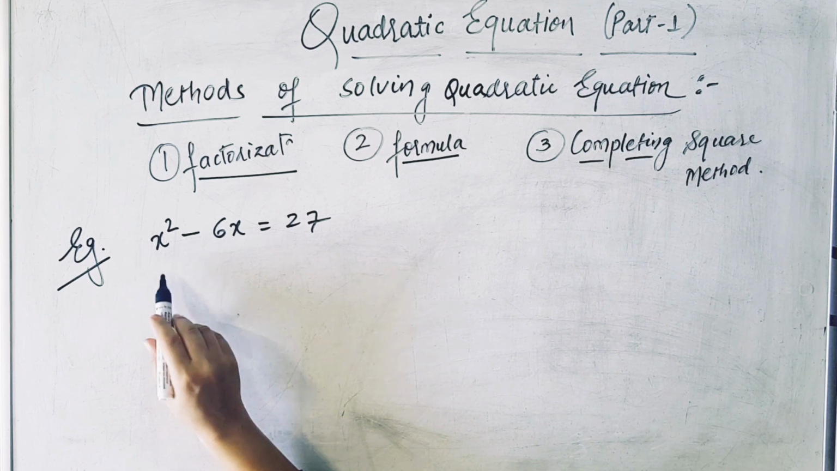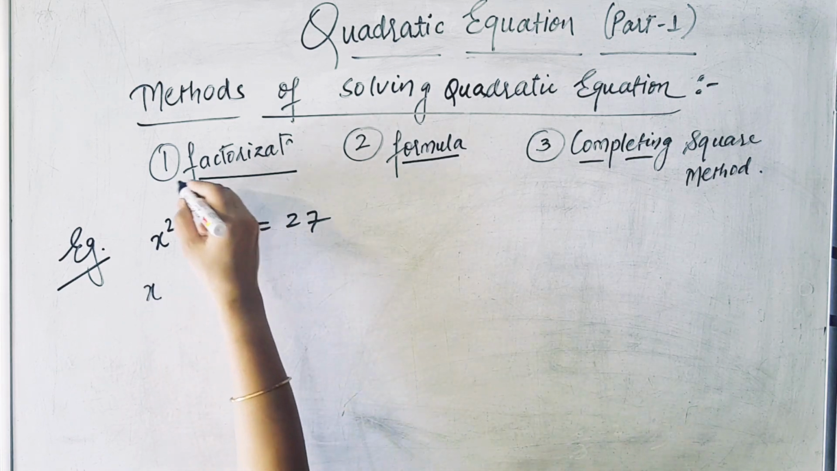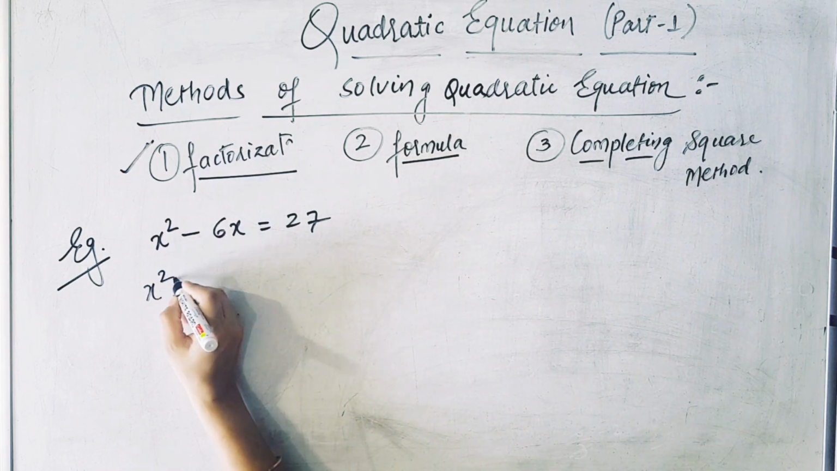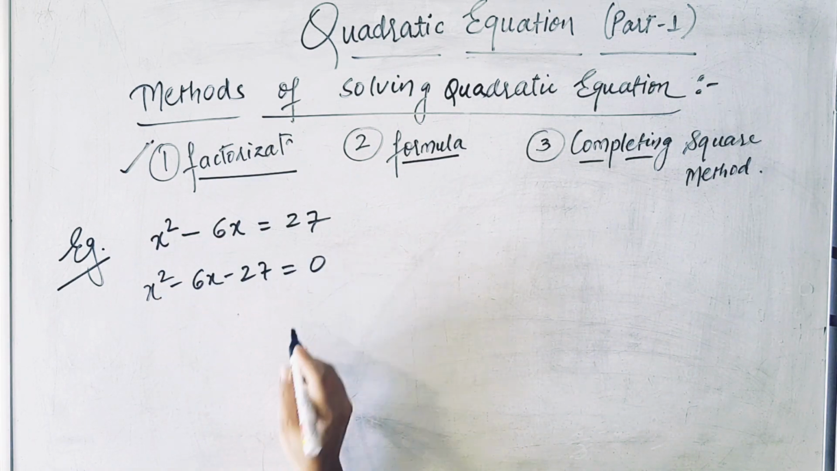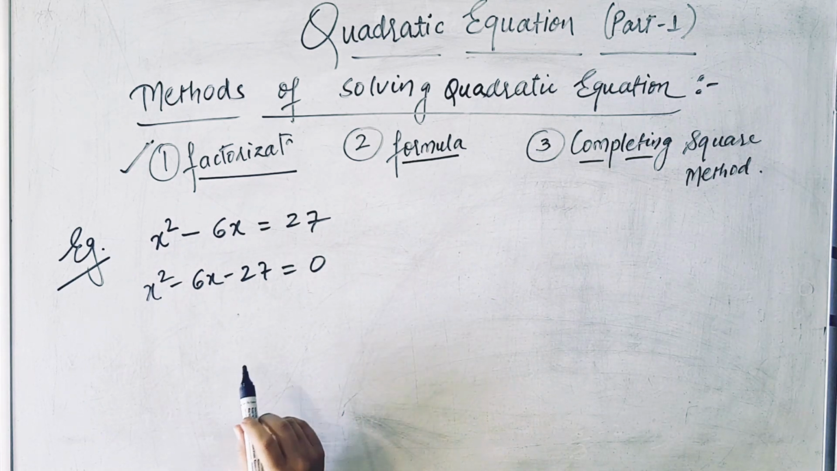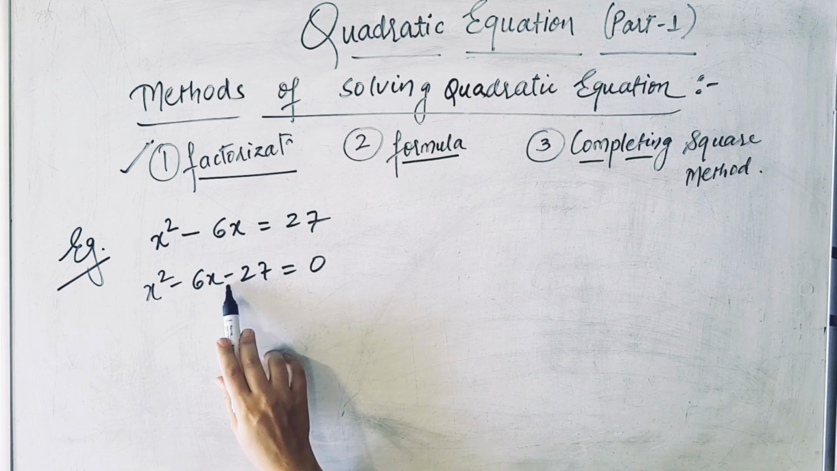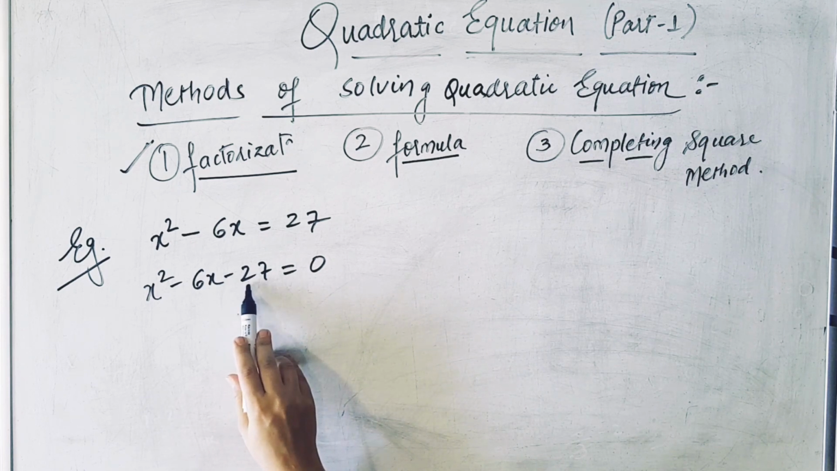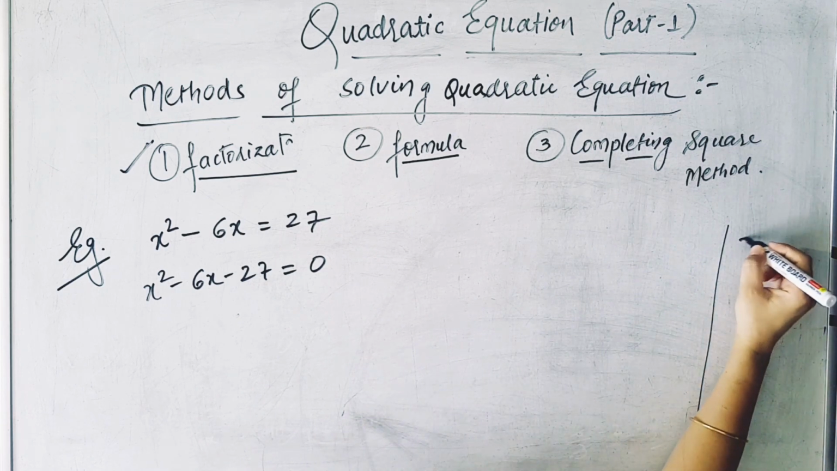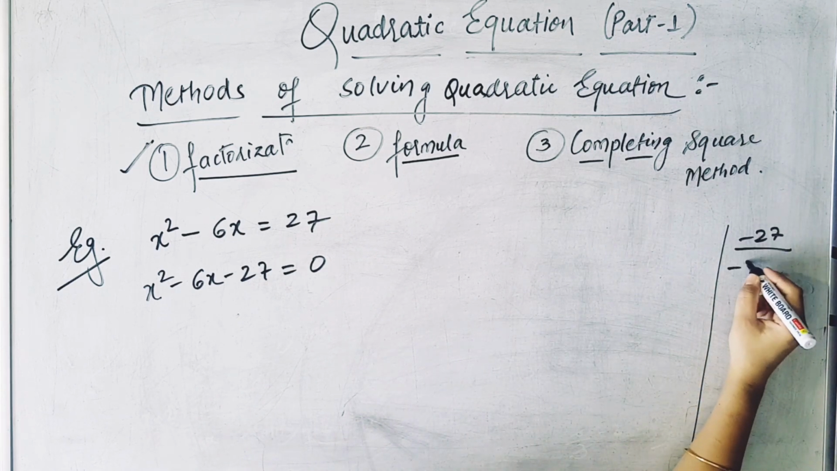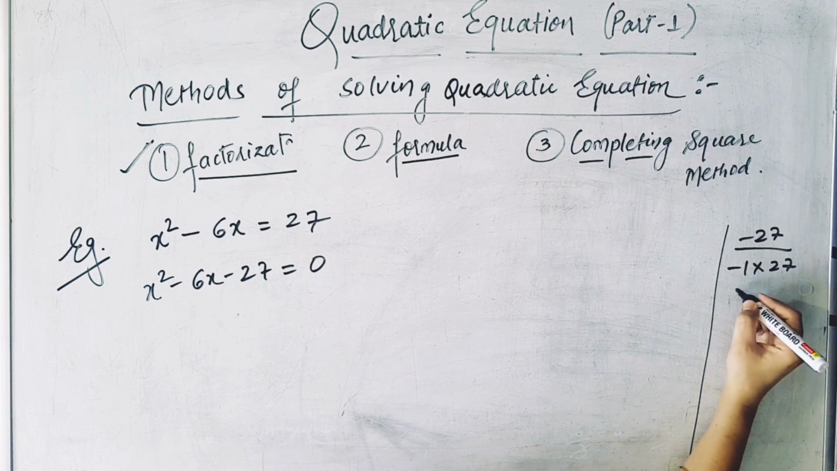So it is a quadratic equation. We are solving by factorization method. x square minus 6x minus 27 equals 0. अब देखिए factorization method कहें या splitting middle term कहें, here the constant term is minus 27. तो minus 27 के हम factors निकालेंगे. Factors क्या होंगे? Minus 1 into 27.